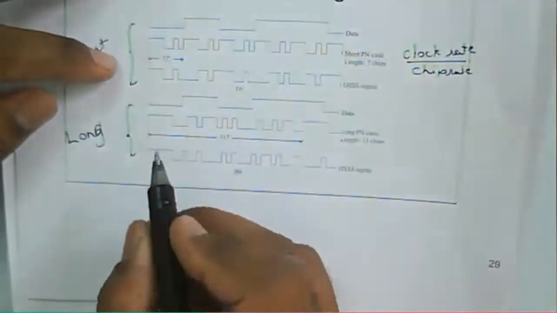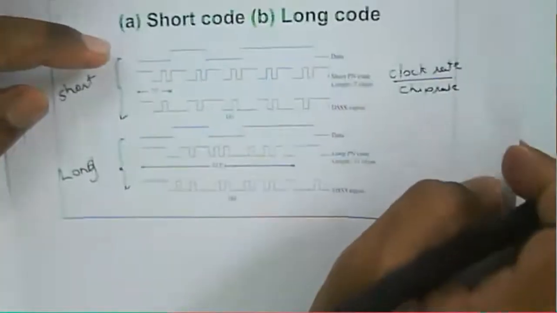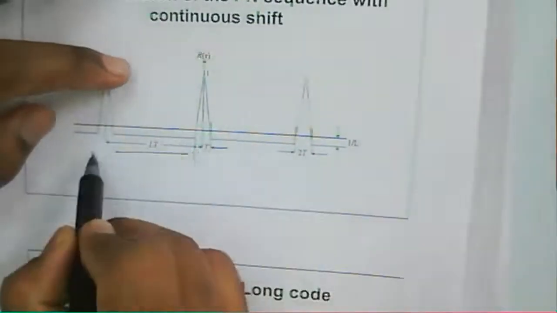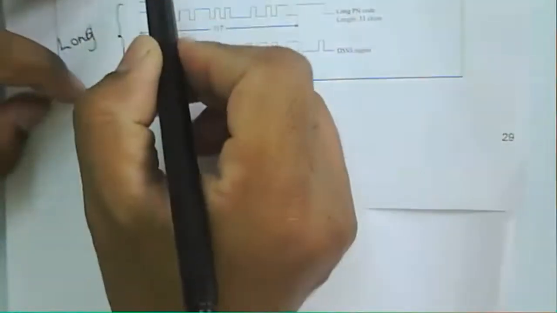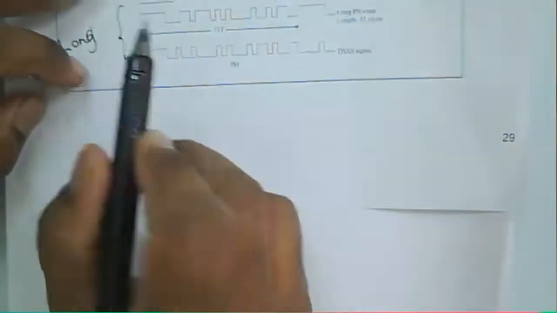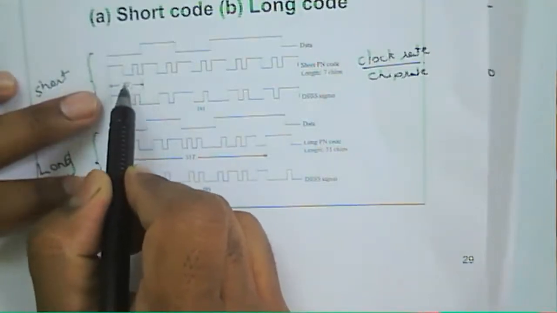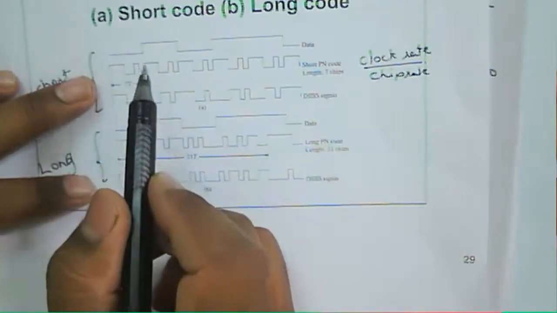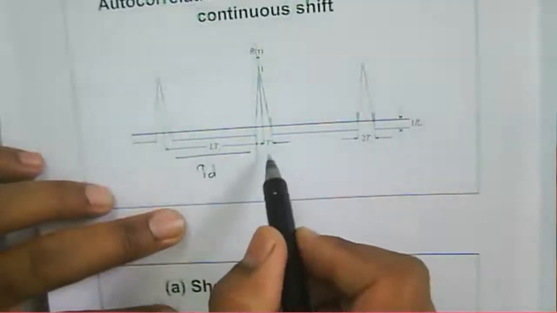In this case the code repeats for each symbol, and L chips of the PN code are contained in each data bit duration of Td. Each bit duration here covers 7 Tc, so each chip duration is Tc. So we have L Tc is equal to Td.